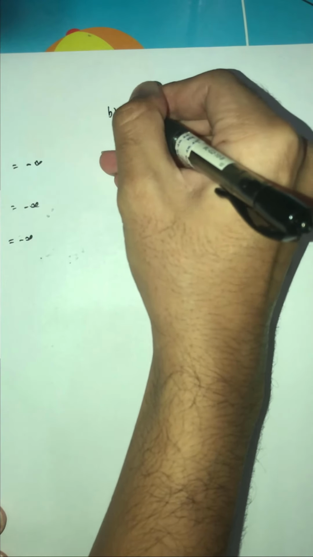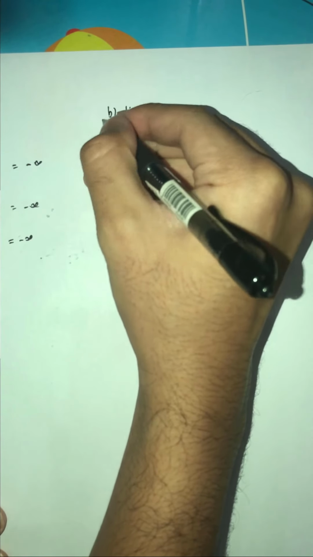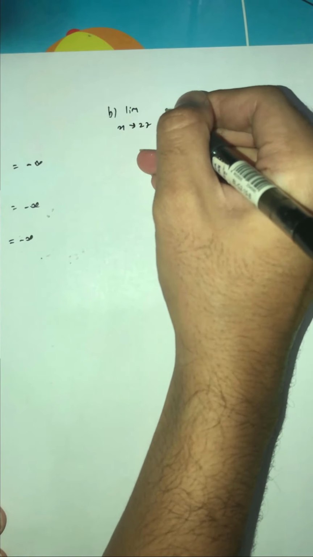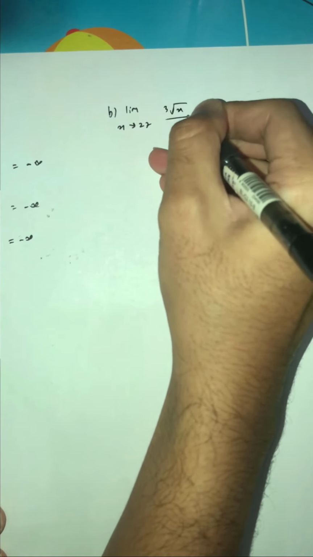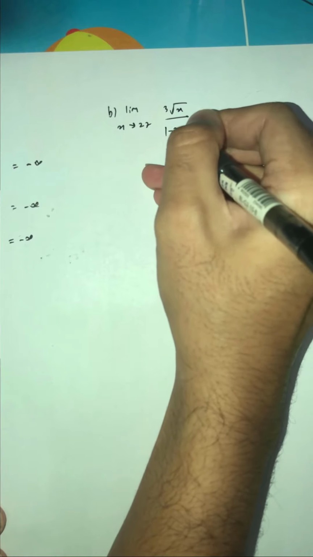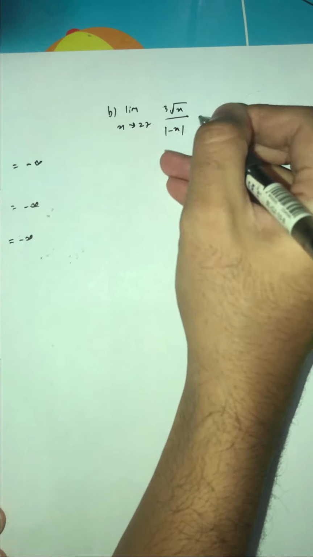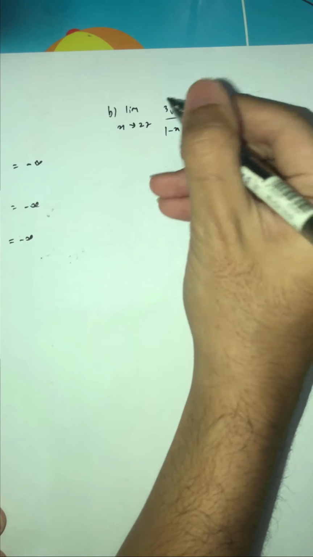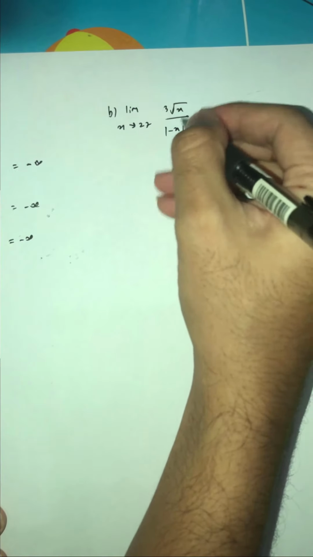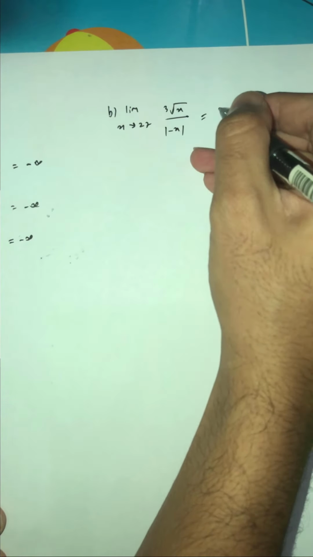So part B is very straightforward. The limit as x approaches 27 of, right, you just plug in the values. Just plug the value into x, and you will get 1 over 9.